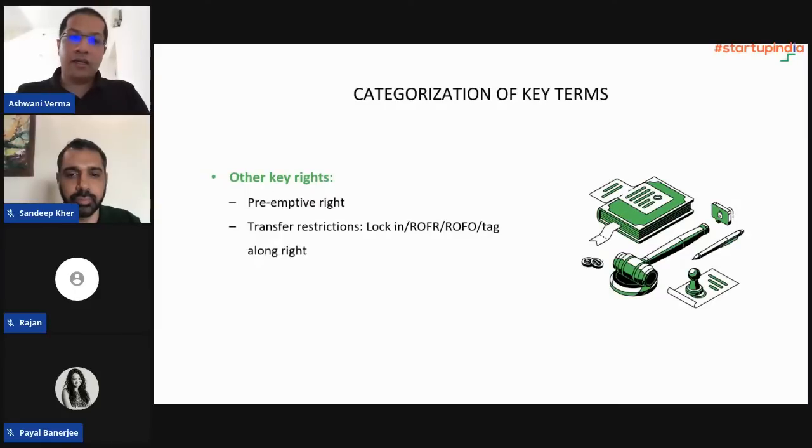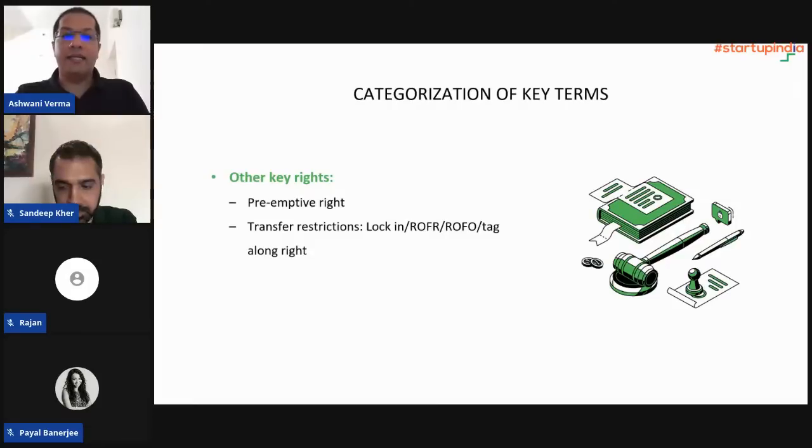Then there are other transfer restriction rights like right of first refusal, which is also called ROFO, right of first offer, and tag along right. Right of first refusal entitles the right holder to buy the shares which a founder or an equity shareholder is proposing to sell by simply matching the price at which someone is willing to buy those shares. And right of first offer entitles the right holder to offer a price if they are willing to buy those shares upfront. And in that case, if the proposed transferee is willing to transfer their shares at that price, they can transfer to the right holder.